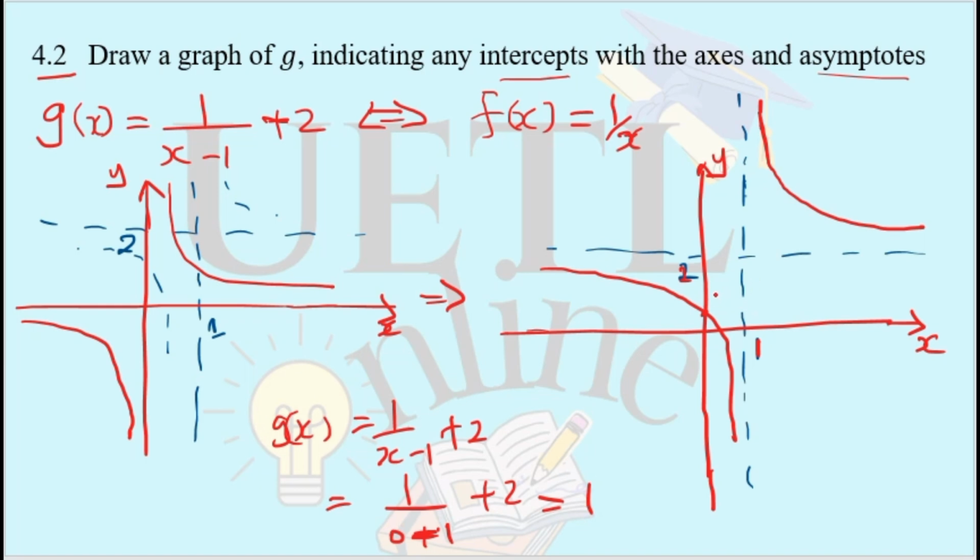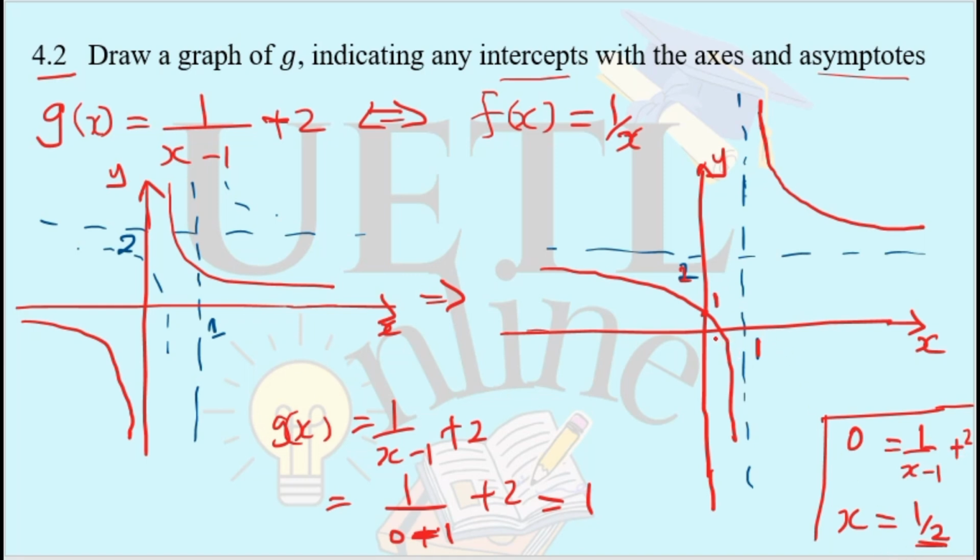Next we put g of x equals 0 to find the intercept. So 0 equals 1 over x minus 1, plus 2. This becomes x equals a half. You can check the answer, but if you work out this equation, you get x equals a half. So that means that here is a half.